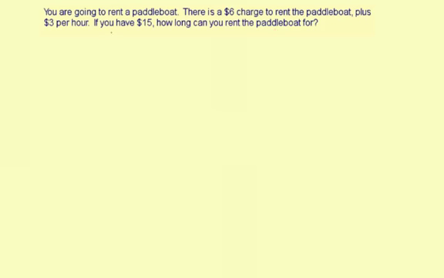Okay, so we know there's a $6 charge up front. And then the hourly rate is $3 per hour. And then we don't know how many hours, but we have a total of $15. And see, I'm just kind of organizing the information here. So we want this to be equal to, and see, I'm kind of building an equation. I know the total amount of money spent has to equal $15 at the most.